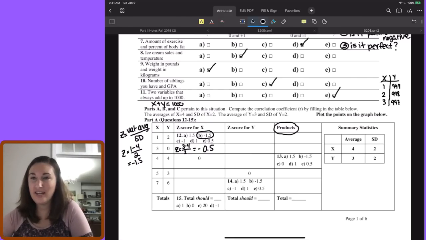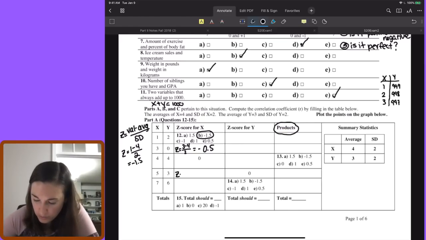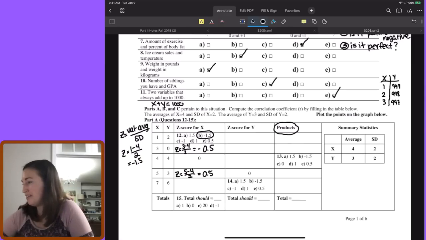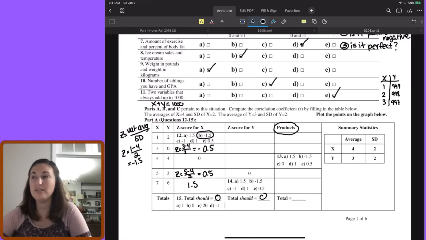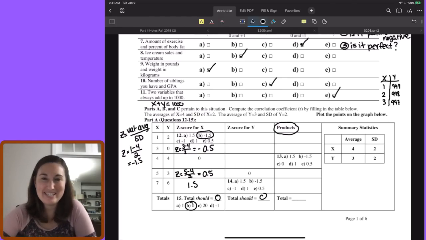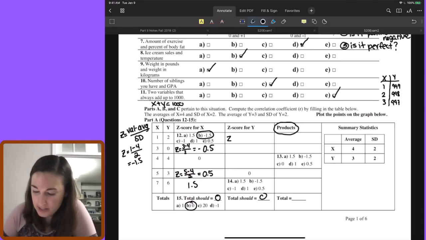0 is given to us for the next x, z-score for x. And then the next one, 5 is my value. 4 is the average. 2 is still the SD, so this should be positive 0.5. And then the last one is positive 1.5. And the total should always be 0 for the z-scores for both of these, because the z-scores are basically deviations in the numerator and then divided by SD. That looks good.